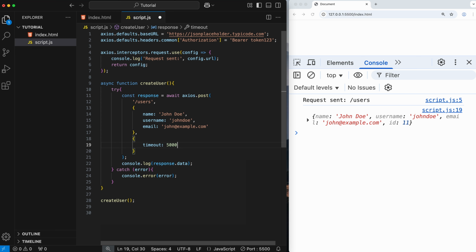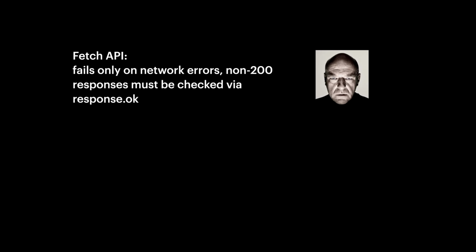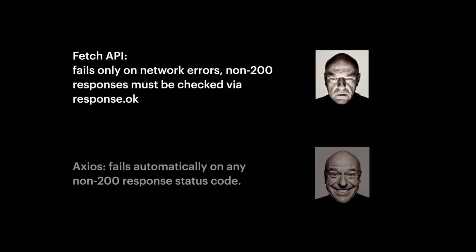Error handling. One of the biggest advantages of Axios is how it handles errors. With Fetch, the promise only rejects if there's a network error, meaning that even a 404 or 500 status code would still count as a successful response, unless you check response.ok manually. Axios, on the other hand, automatically rejects for any non-200 status codes, which makes error handling much cleaner.